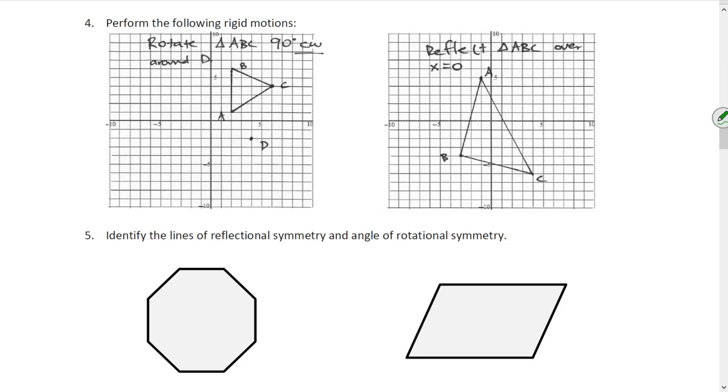Now, the way you do rotations is I look to see how to get from the center to the point. It's always from the center. So point A, I'm going clockwise 90 degrees. To get from D to A, I'm going to go left 2 and up 3. Okay? And now, I'll rotate these arrows, this left arrow and up arrow.